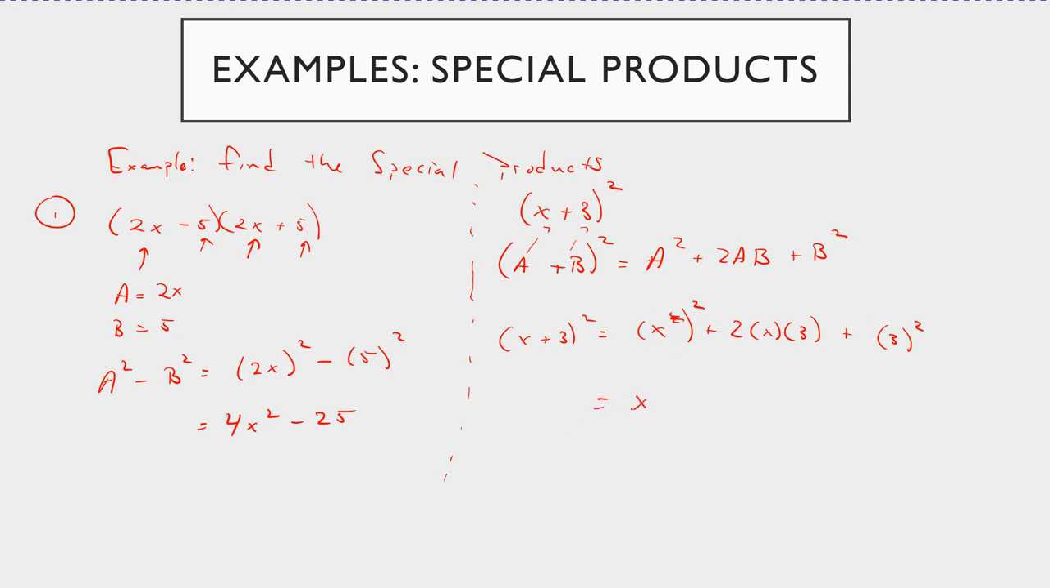Well, x squared just gets me x squared. 2 times 3 times x gets me 6x. And 3 squared just gets me 9. And the more you see these formulas and the more you practice them, the easier they will become.